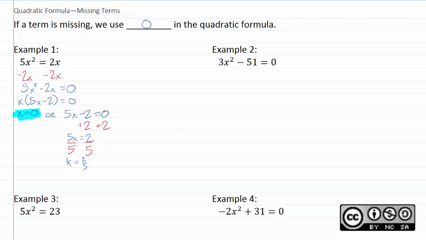X equals 0. Incidentally, x equals 0 will always be one of your solutions if it's C you're missing, if it's the constant term you're missing. And our other answer is 2/5.